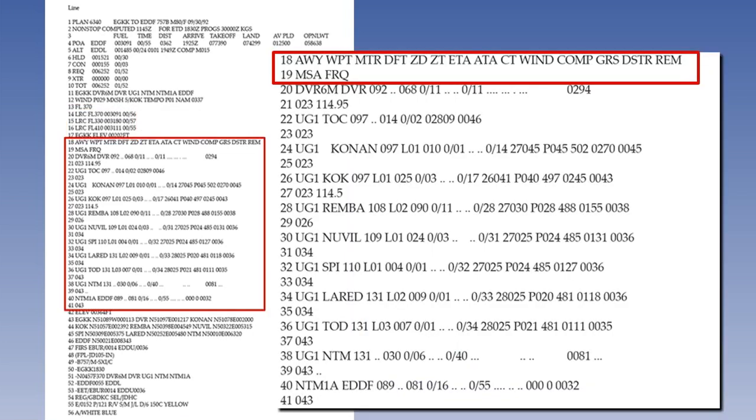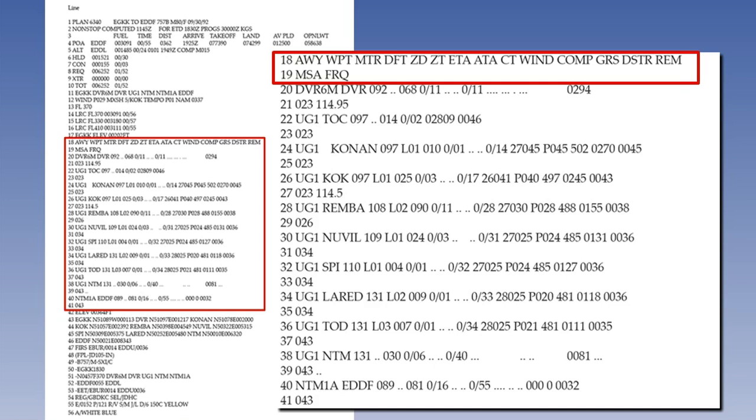Lines 18 and 19 give the headings for data in rows 20 to 41. And, like row 3, they give the sequence, although the spacing does not match. Rows 20 to 41 break down the route into sections at specific waypoints.